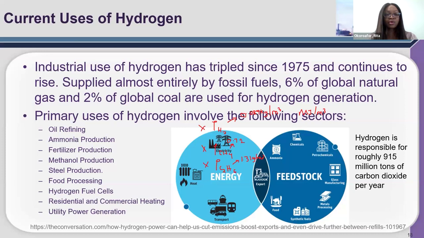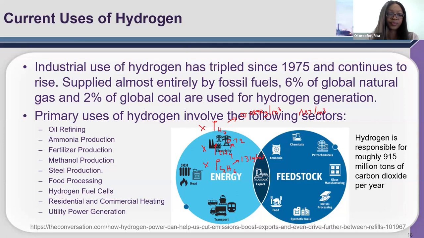So, what are the current uses of hydrogen? The use of hydrogen has grown since 1975 and it continues to rise. Currently, hydrogen is being supplied mostly by fossil fuels. Okay, so that's mostly natural gas. But the process of generating the hydrogen from natural gas produces CO2, roughly 915 million tons of CO2 per year. And so this is something that, when we talk about different production methods tomorrow, we're going to look at different colors of hydrogen and what each process means, what's like the carbon intensity of different processes, more or less.